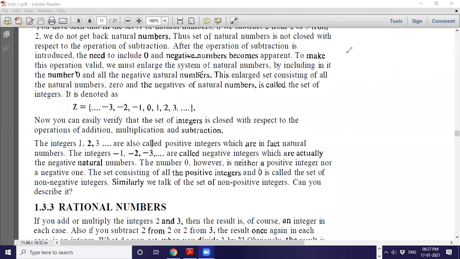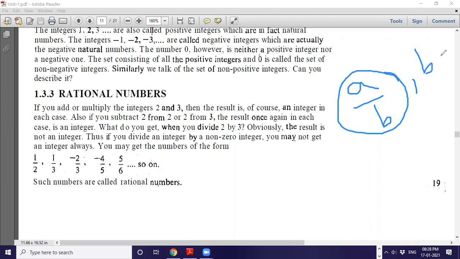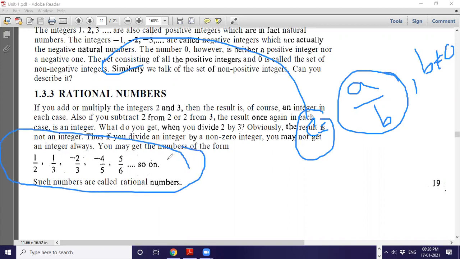Next, rational numbers. You already know, I have defined it. So if I can express a number in the form of a by b, where b is, of course, not equal to 0, then that number, say c equal to a by b, is a rational number. These are some examples: 1 by 2, 1 by 3, minus 2 by 3, minus 4 by 5, 5 by 6, like that. They are rational numbers.